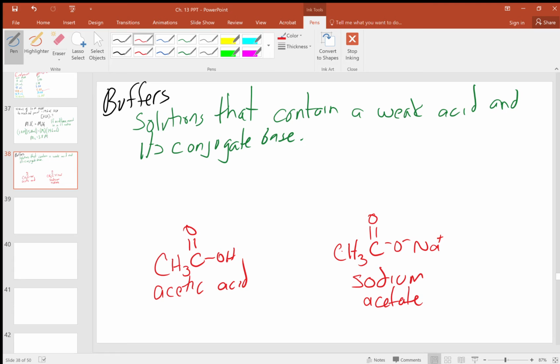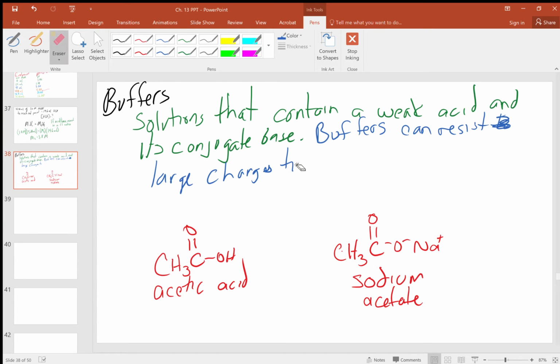Now, why do we make the solution up in that way? Well, because this solution has both a weak acid and its conjugate base, these solutions are able to resist large changes in pH when an acid or base is added. So let's look at how that works.